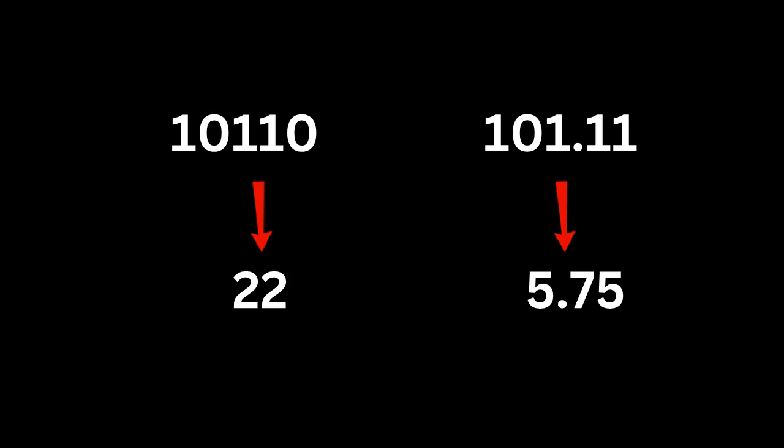In this video, we will learn two important conversions. First, how to convert a normal binary number into its decimal form. Second, how to convert a fractional binary number, which has both whole and decimal parts, into its decimal equivalent. By the end of this video, you will be able to easily convert any binary number into decimal using simple steps.